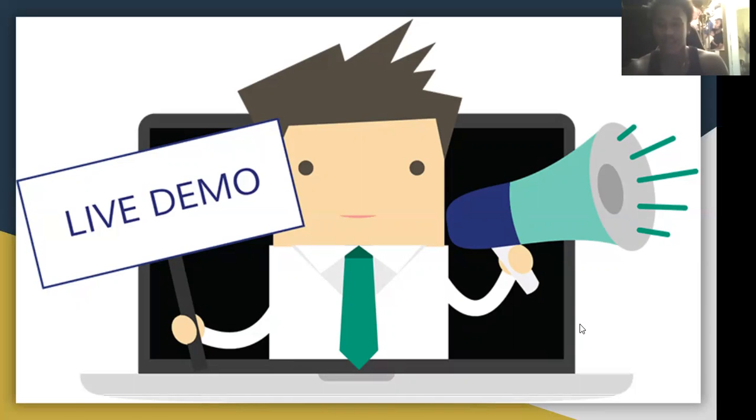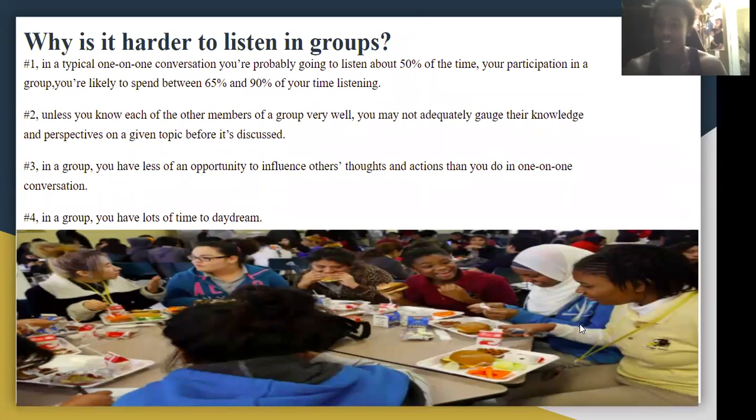Next slide. Now, why is it harder to listen in groups? Well, I learned in this chapter that there are 7 reasons why it's harder to listen in groups, but I found these 4 intriguing. One is, in a typical one-on-one conversation, you're probably going to listen about 50% of the time. In a group, you're likely to spend 65% to 90% of your time listening. In our group, when we meet, Elizabeth does most of our talking while we listen and chime in. Two, unless you know each of the members of a group very well, you may not adequately gauge their knowledge and perspectives on a given topic before it's discussed.